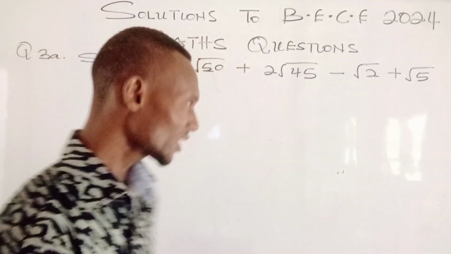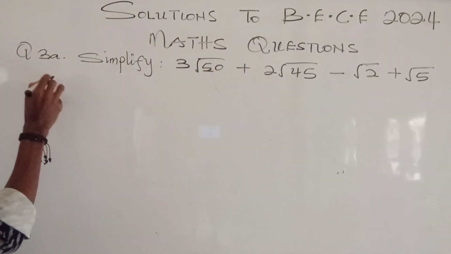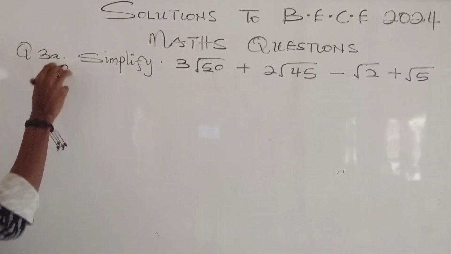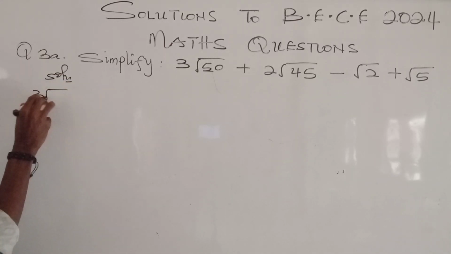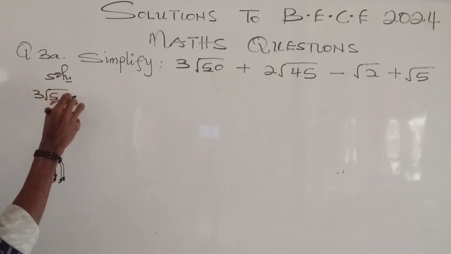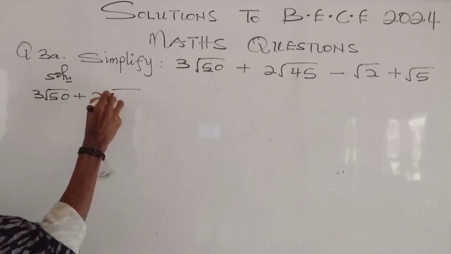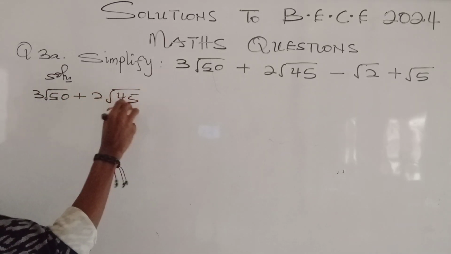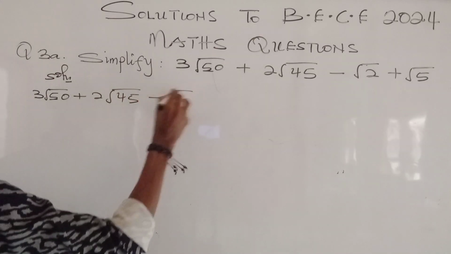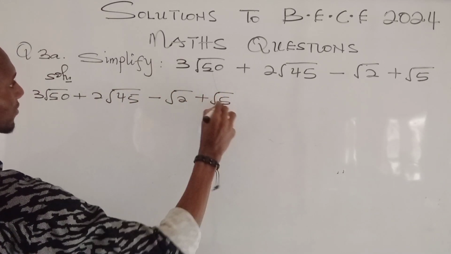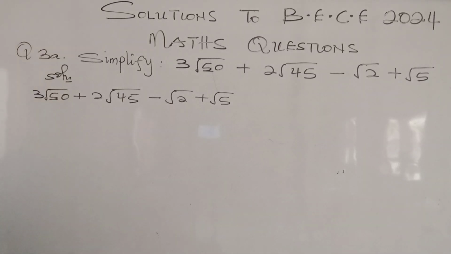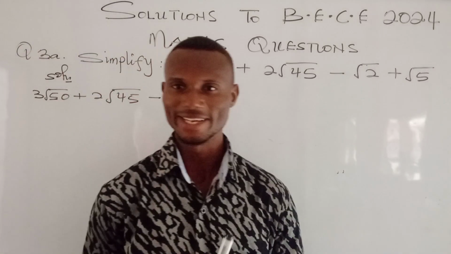Now I'm going to write down my solution so that we can do it together. I'm going to repeat the question. I have 3 root 50 plus 2 root 45 minus root 2 plus root 5. So we are being asked to simplify this.